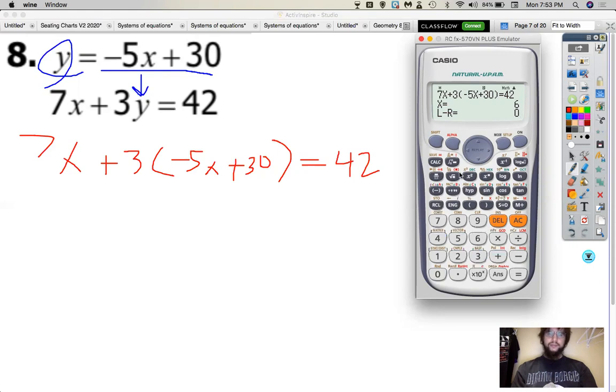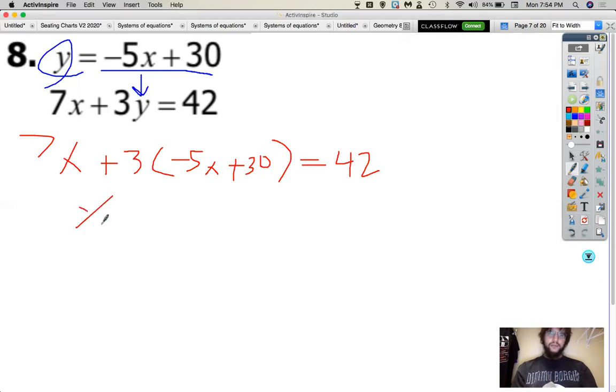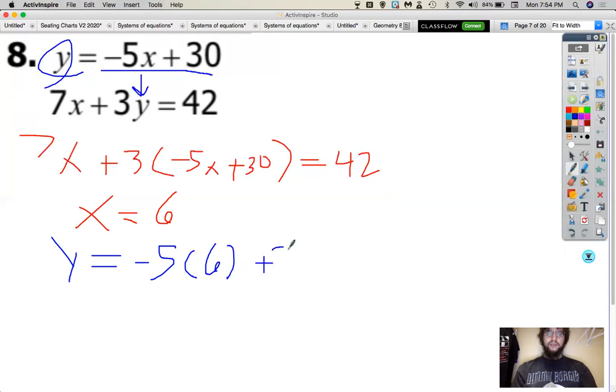X is 6. So I get x is 6. I'm done, right? Oh, x is 6. What's my answer supposed to be? A point, an ordered pair. I need to get y. Oh, y is this, right? So y is negative 5, and I'm plugging in 6 plus 30.